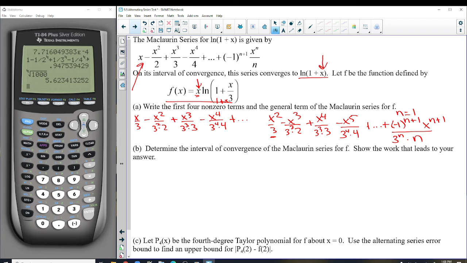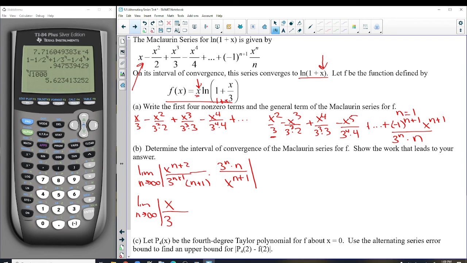Determine the interval of convergence of the Maclaurin series for f. Show the work that leads to your answer. Let's use the ratio test to find the interval of convergence, since it's not geometric. Limit as n approaches infinity, absolute value of x to the n plus 2 over 3 to the n plus 1 times n plus 1 times 3 to the n times n over x to the n plus 1. Well, now we have the limit as n approaches infinity, absolute value of, there's an extra x on top, there's an extra 3 in the denominator, n over n plus 1.